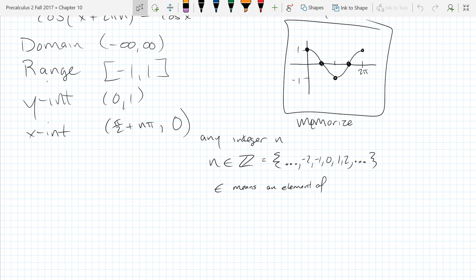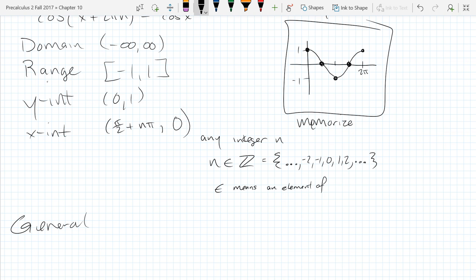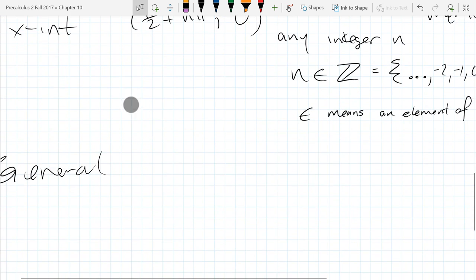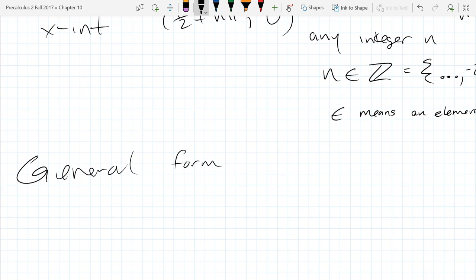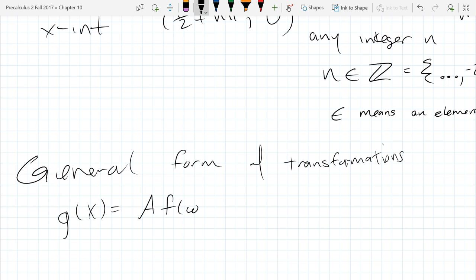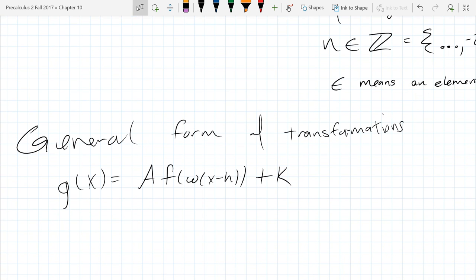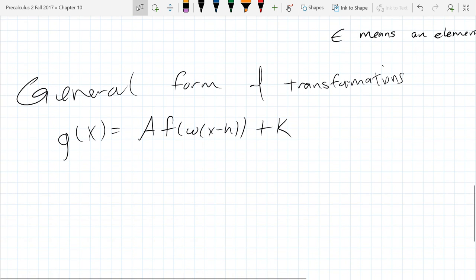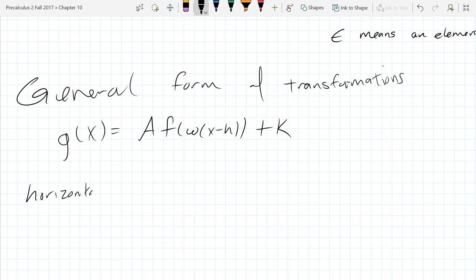So I'll write down the general form for graphing transformations. So this is the general form for graphing transformations. And we're going to do the horizontal first. So our horizontal, we're going to take care of actually both the horizontals at the same time.